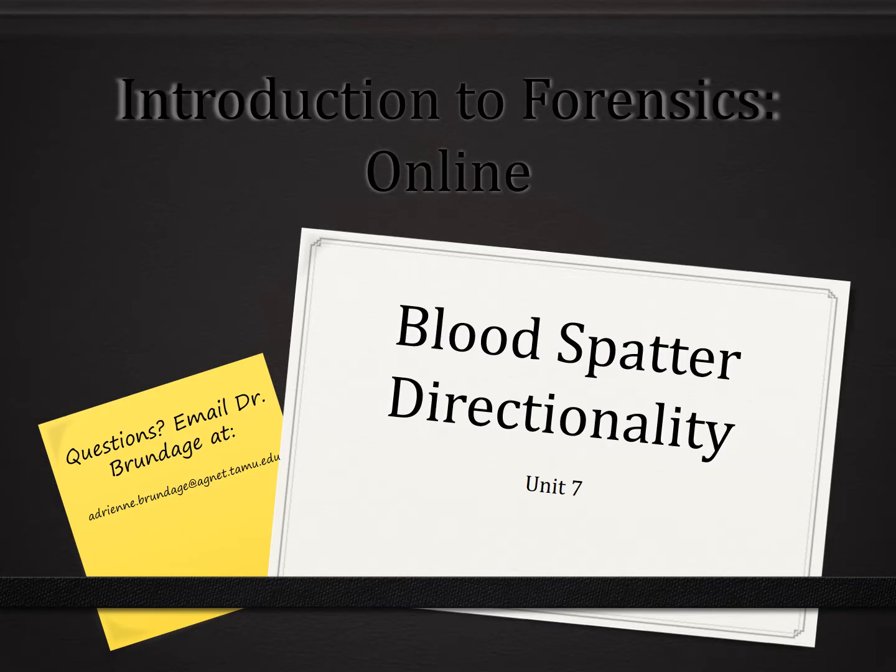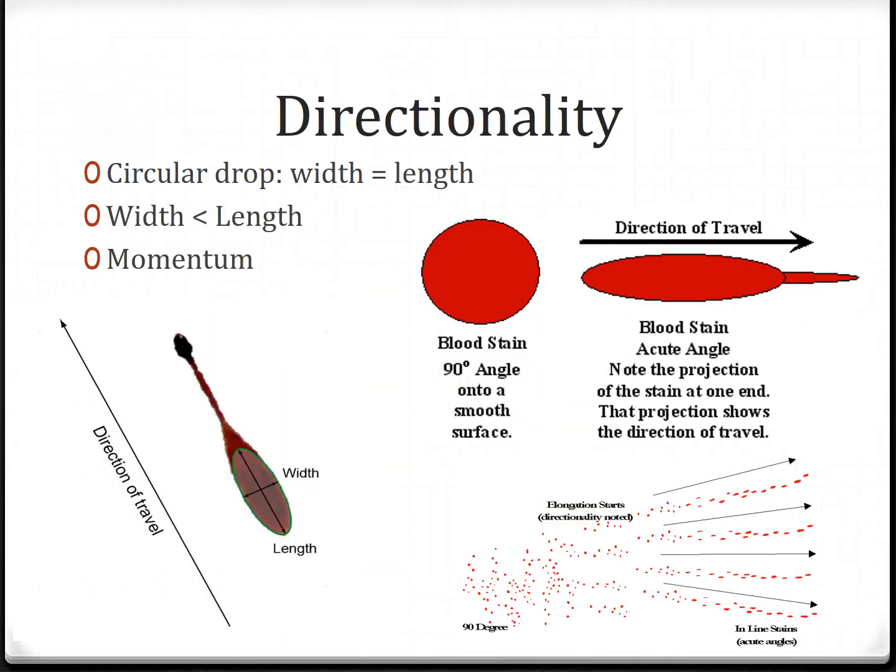Now, we can look at the details of all these different types of blood spatter and get some more information about the circumstances at a crime scene. Okay, there are a few things that can provide us clues as to what happened at the crime scene. The first thing that can provide us these clues is the shape of the individual blood drop, or the shape of that blood spatter.